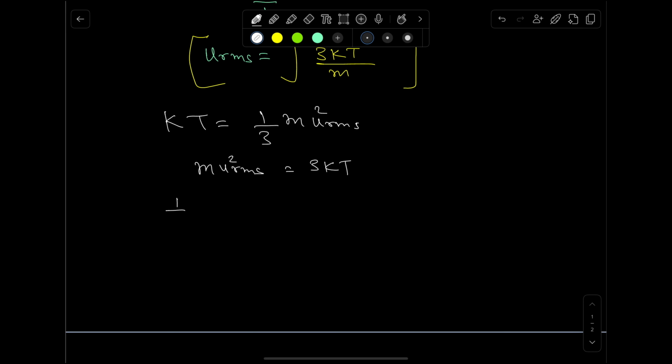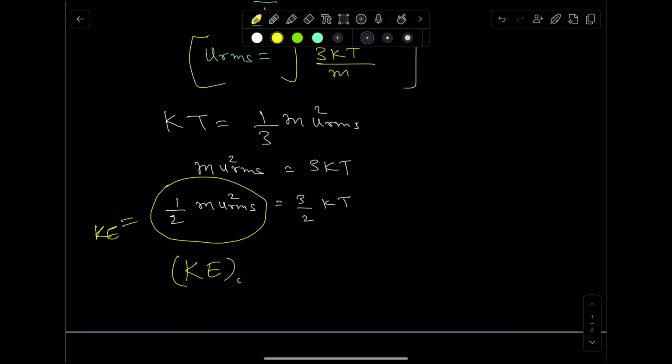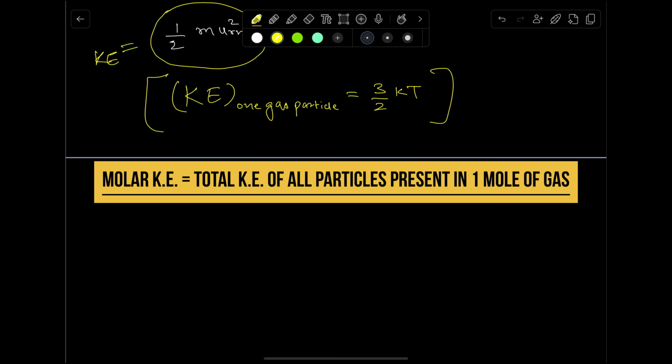If we multiply it by half on both sides, we'll get half of m u square RMS is equal to 3 by 2 times KT. This expression can be written as kinetic energy of one gas particle, right? So we got the value of kinetic energy of one gas particle, that is 3 by 2 times Boltzmann constant multiplied by temperature. Now we are going to talk about molar kinetic energy.